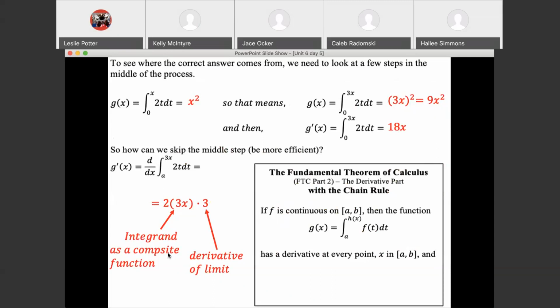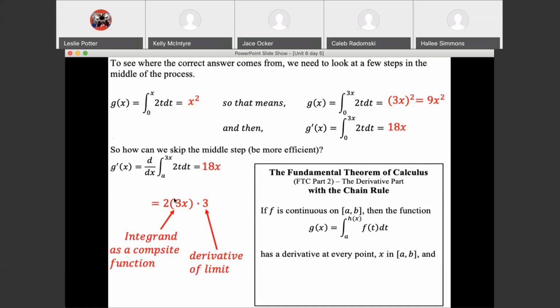Now, why didn't we have to do that when it was just plain old x? If we have a plain old x up here, we can still do that. We can always do the chain rule. It'll work whenever. But the derivative of x is 1. We would just be multiplying by 1. So there's your 18x. That's how you get your 18x, exactly what you're doing down here.